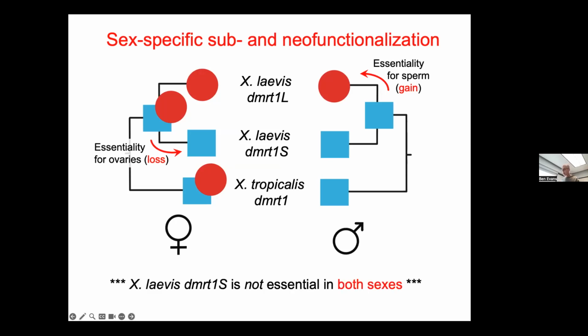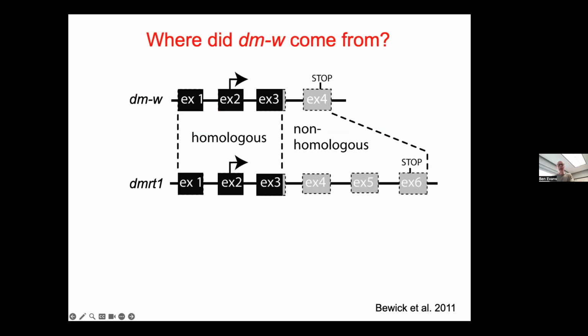What's interesting as well, and this is what I'll end with as an anecdote, is that we can see in both sexes that this one homeolog, DMRT1S, is not essential in females and males. You can knock out DMRT1S in females, they still are fertile. You can knock out DMRT1S in males and they're still fertile. So it appears that DMRT1S is not essential, and less important than DMRT1L. That's relevant because I haven't told you the whole story about how DMW arose.